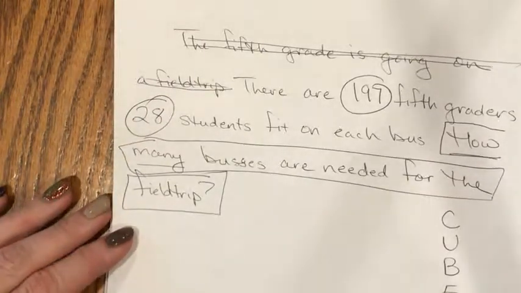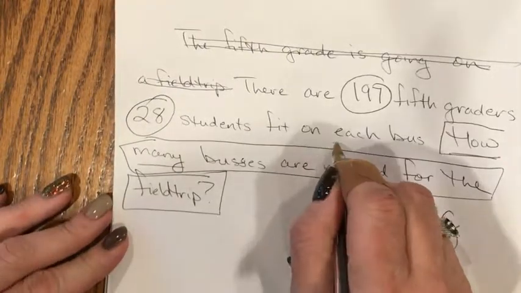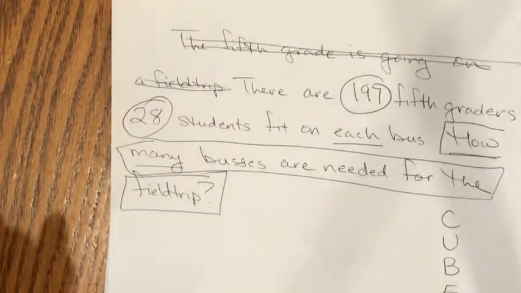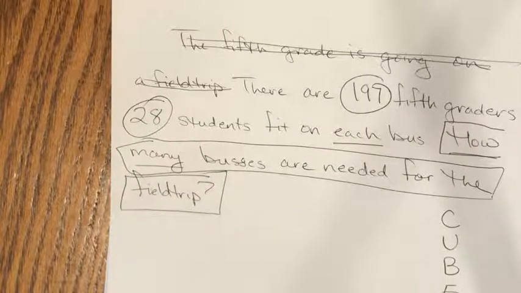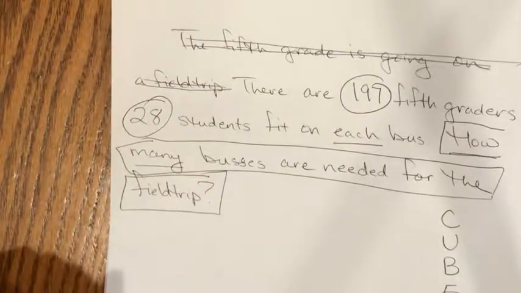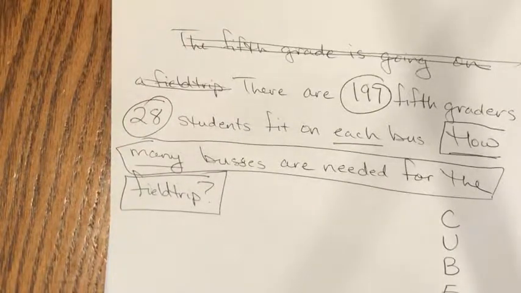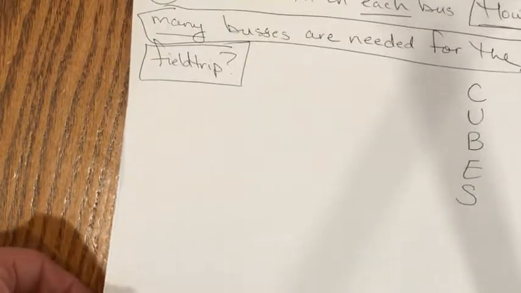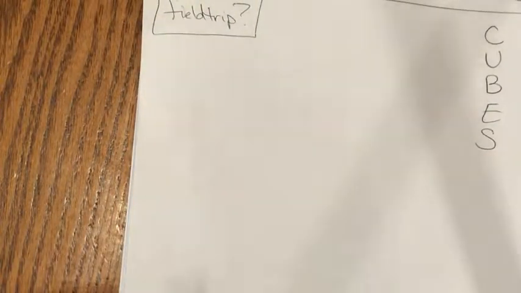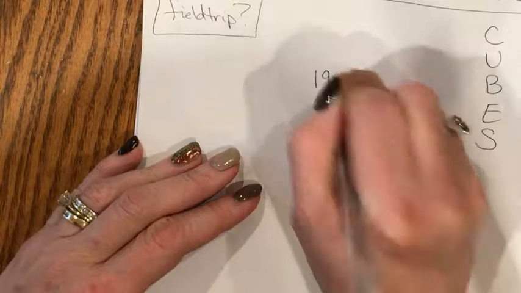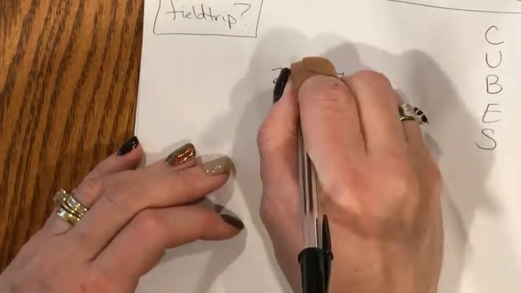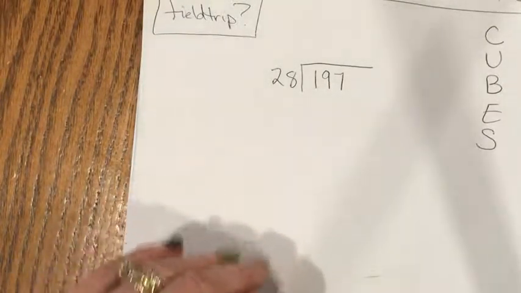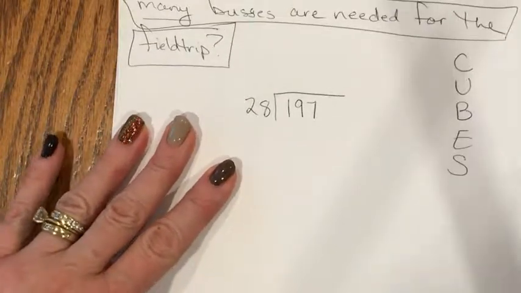Now our S is for solve, okay? Oh my goodness, look at that. I think we should probably underline each as well. So we have how many in each as our underlined important words. Okay, so now we're going to go ahead and get going with solving this problem. So it's a pretty straightforward division problem. We have 197 fifth graders and we have 28 students on each bus. So they're asking us how many buses we need for that field trip. Okay, fantastic. So now we have 197 divided by 28.